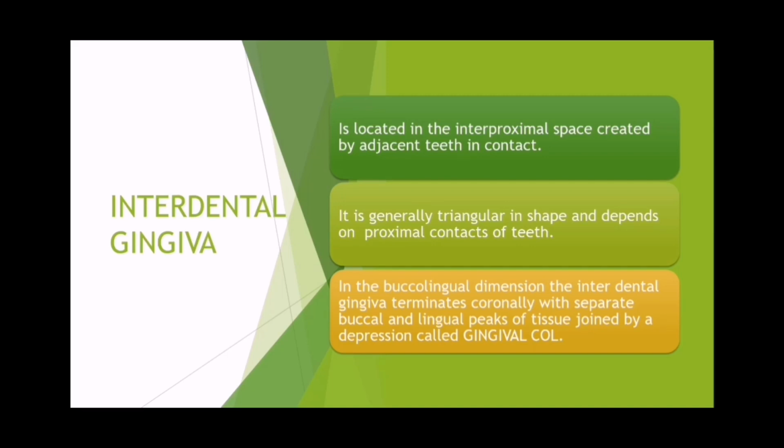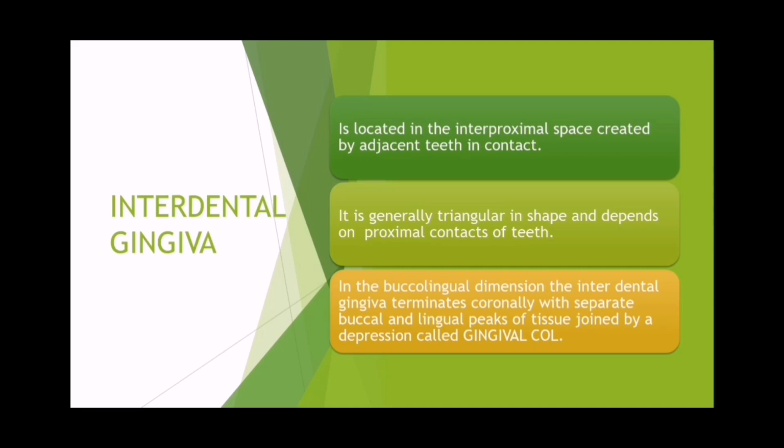Interdental gingiva. It is located in the interproximal space, the space created by adjacent teeth in contact. When the two teeth are in contact, there is a space between them. That place is known as the interproximal space. The gingiva present in this space is known as interdental gingiva.